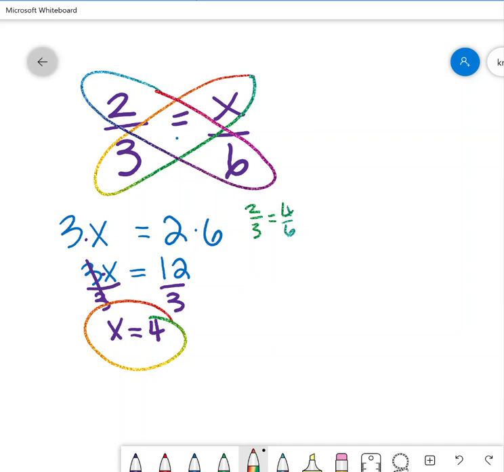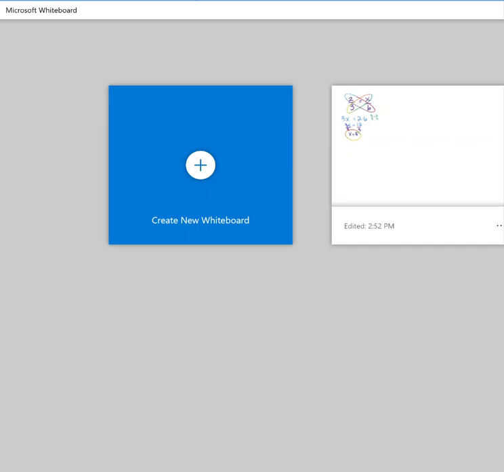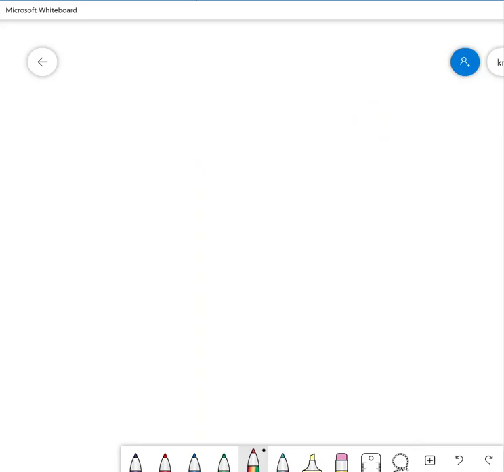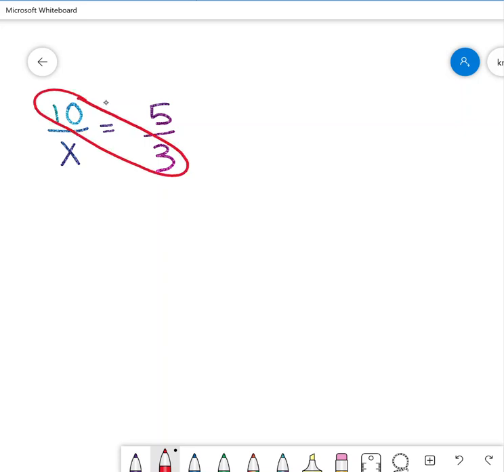Okay, let's go ahead and do another one. Let's say I had the fraction 10 over x is equal to 5/3. Again, I'm going to solve this proportion using cross multiplication, which means I'm going to take my numbers on the diagonal, multiply them, and set them equal to one another.